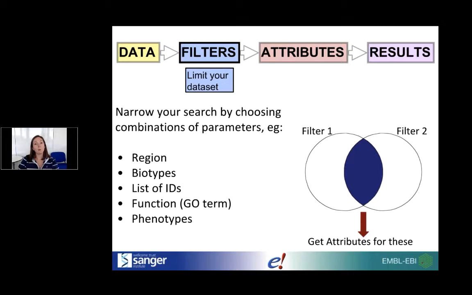So after you've chosen your species, you want to narrow your search by choosing combinations of parameters. So for example, if you're looking for genes within a certain region, you can pick region, you can pick biotypes, list of IDs, the gene function, different phenotypes. You can pick more than one filter, and as you choose different combinations of filters, it's where they overlap. So it's an AND function. So if you pick a list of protein coding genes within a certain region, you will only get protein coding genes of that region.